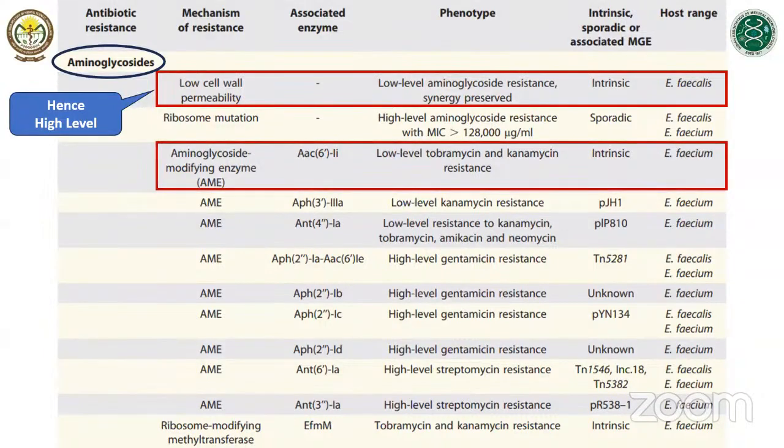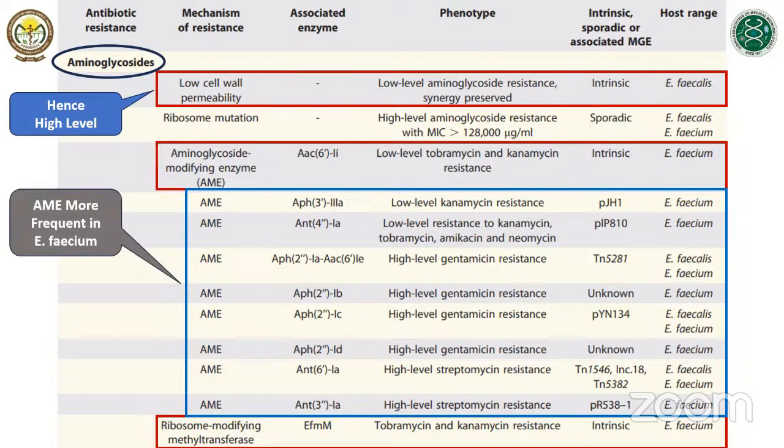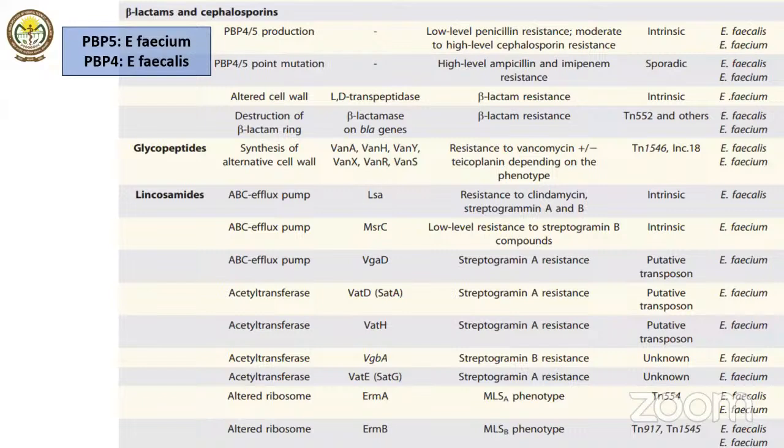Also, there are a lot of aminoglycoside modifying enzymes which show intrinsic resistance in case of Enterococcus faecium. Like I told you, tobramycin and kanamycin show intrinsic resistance in Enterococcus faecium, so they cannot be used for HLAR detection. And there are numerous other aminoglycoside modifying enzymes which are more frequent in Enterococcus faecium as compared to Enterococcus faecalis.